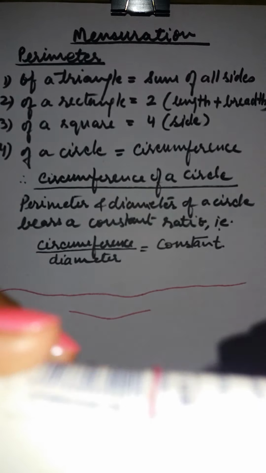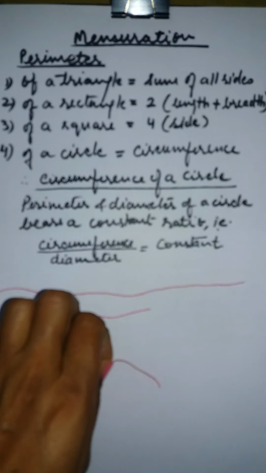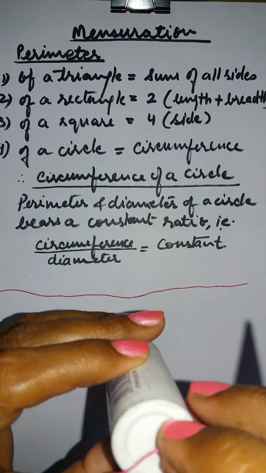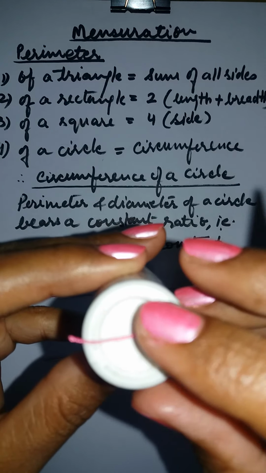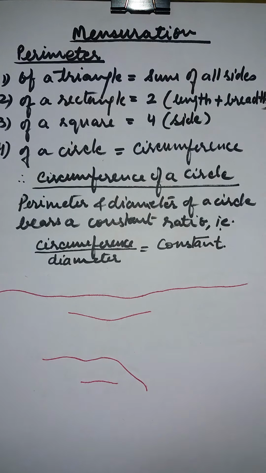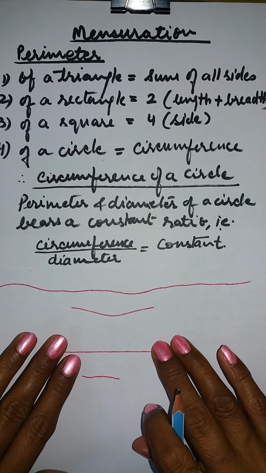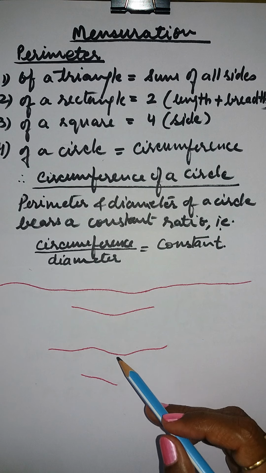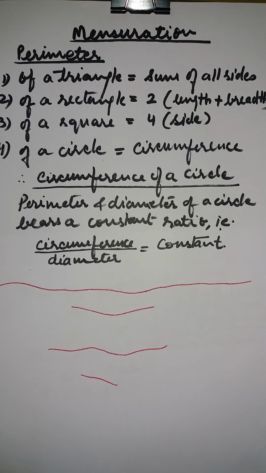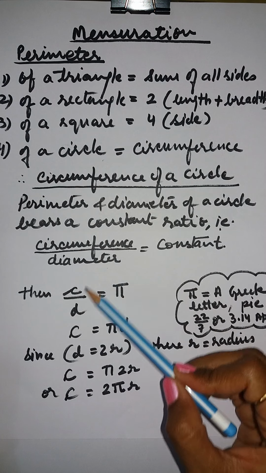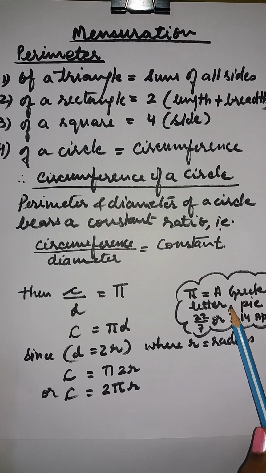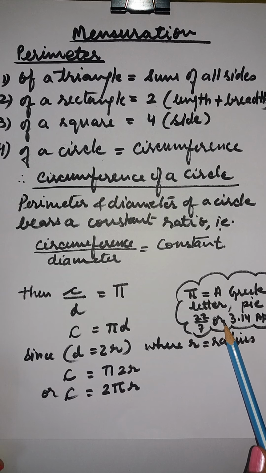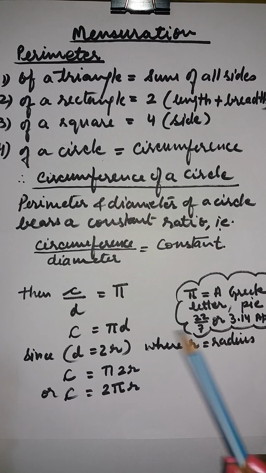Circumference of this Fevicol bottle and diameter of this bottle is taken. And when we measure them, their ratio is also constant. If we denote circumference as c and diameter as d, so this constant as pi. Pi is a Greek letter and its value is 22/7, or we can say 3.14 approx.